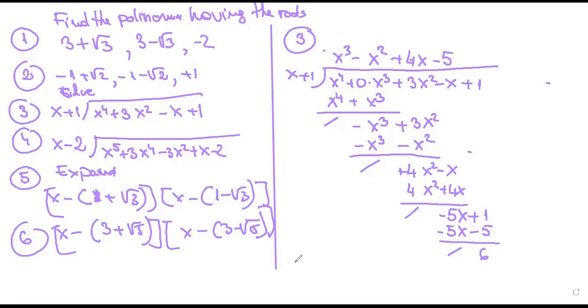So let's write it. Okay. So x plus x to the 4 plus 3x squared minus x plus 1 equals x plus 1 times x to the 3 minus x to the 2 plus 4x minus 5 and then plus 6. Very good. Very good. You understand the concept.